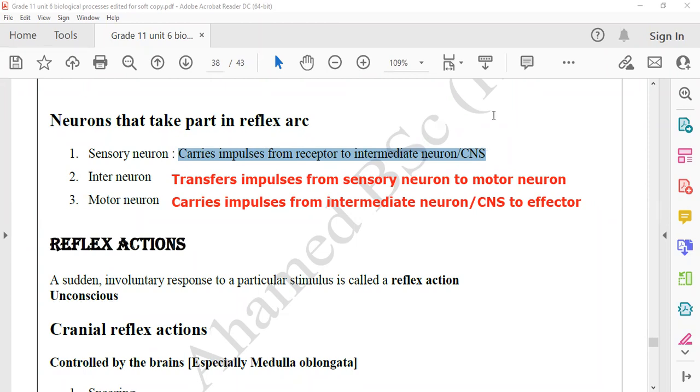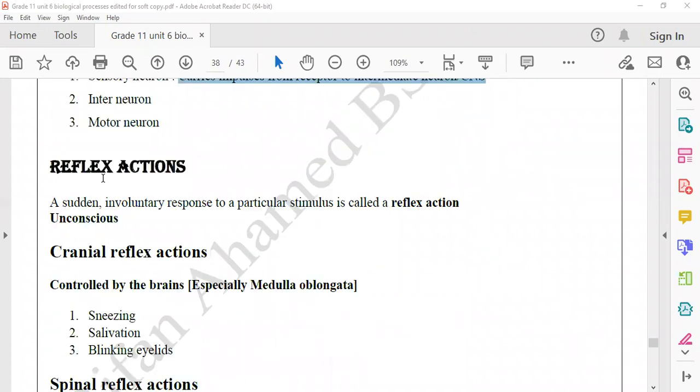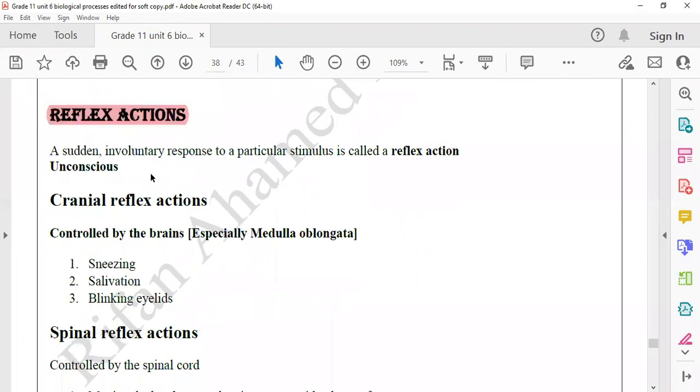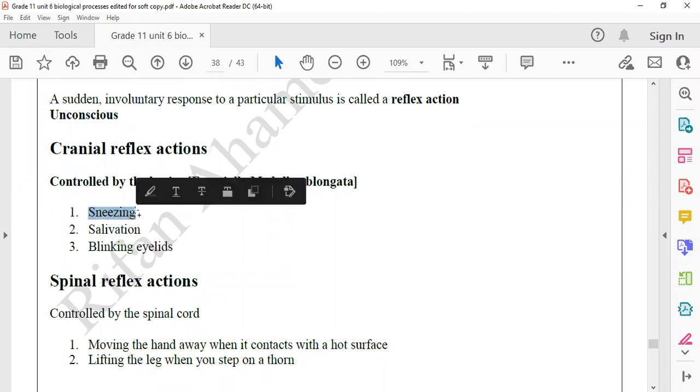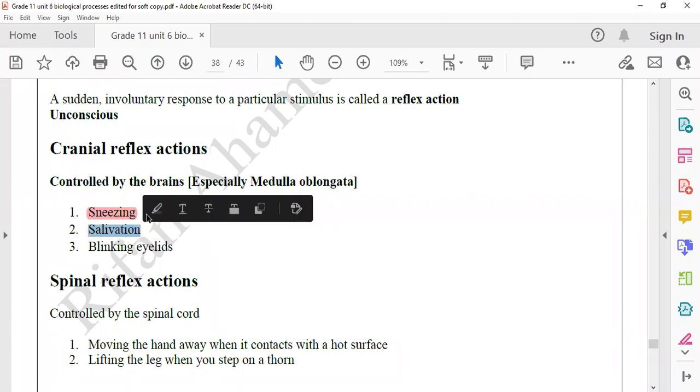Done, sir. Good. So, moving on, we are coming to the next heading. What is it? Reflex action. Reflex actions in our body are involuntary responses, sudden involuntary responses. When some dust suddenly goes inside your nose, you will sneeze. Can you stop that sneezing? No, sir. When you see tasty food, saliva secretes. Can you stop it? No.